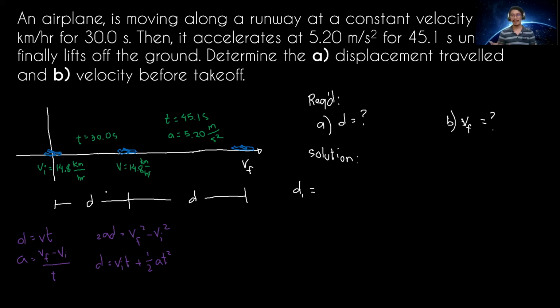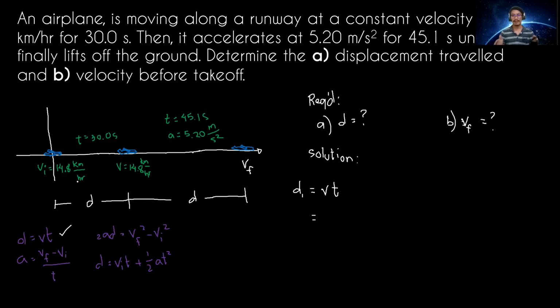Now take note, what motion is the first part? This first part is constant motion. Remember? This is constant motion because the velocity is constant. Ibig sabihin, if that is constant motion, we are going to use the first equation, kasi first equation ang constant motion. So that means we are going to use velocity times time. So we are going to solve for the velocity.